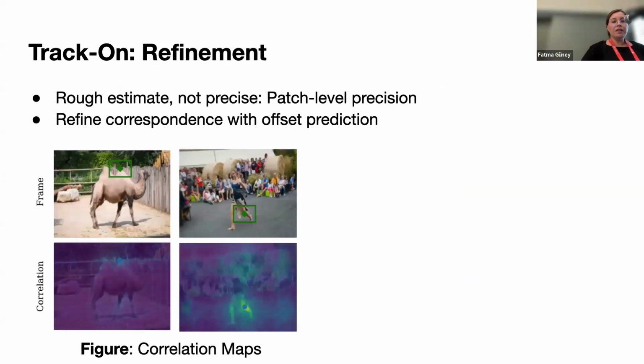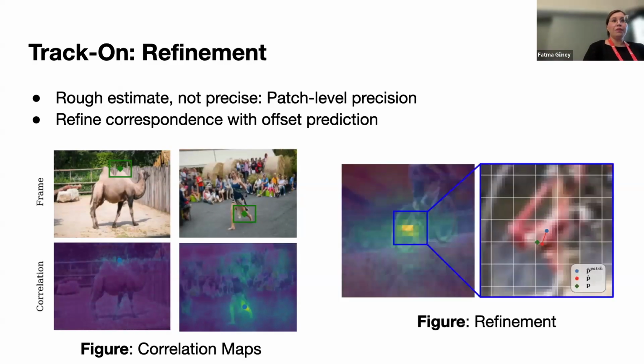Now, starting with a rough estimation from this patch classification on the left, here the lighter colors indicate higher correlation. We refine the prediction using the offset head on the right. Here, you will see the importance of refinement if you look closely, because the blue dot here is the selected patch center, and the red dot is the final prediction, which is closer to the diamond ground truth than the patch center, right? Now we are getting pixel level accuracy within the patch. Okay, this is basically the model, the transformer followed by classification and refinement.